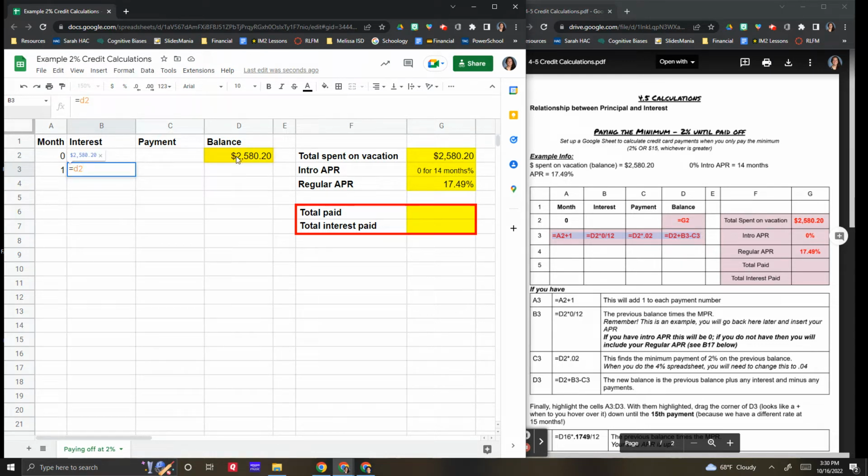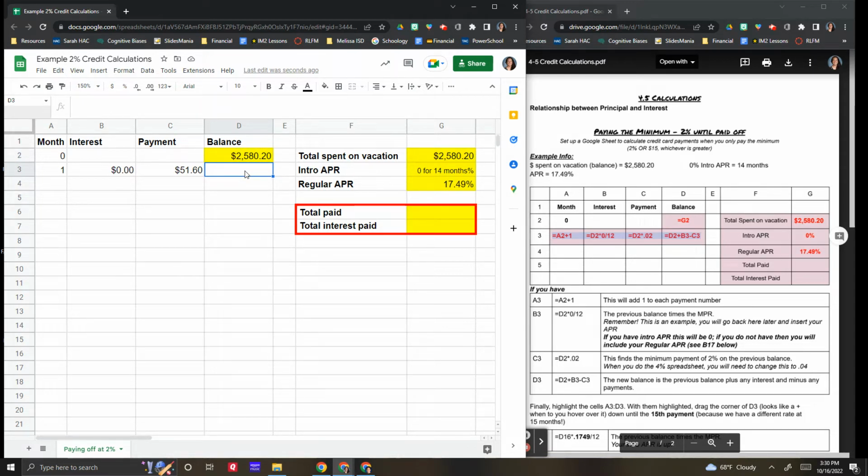That is my previous balance times 0 divided by 12. The reason I'm going to use 0 is because I have a 0% APR. Remember, we take our APR and convert it to a monthly amount. I have 0% for 14 months, so I'm going to put in 0. The payment is going to be equal to the balance, D2, times 2%, so 0.02. For this project, the minimum payment you are making is 2% of the balance. For the first month, that calculates to $51.60.